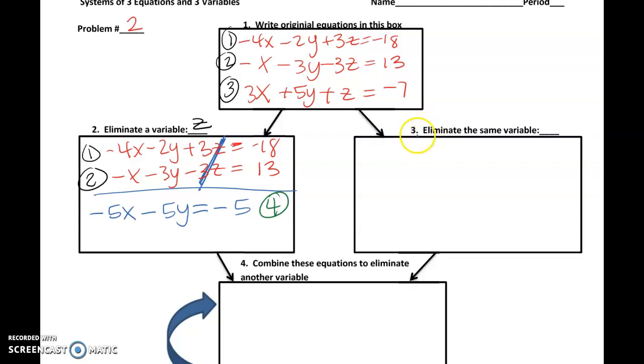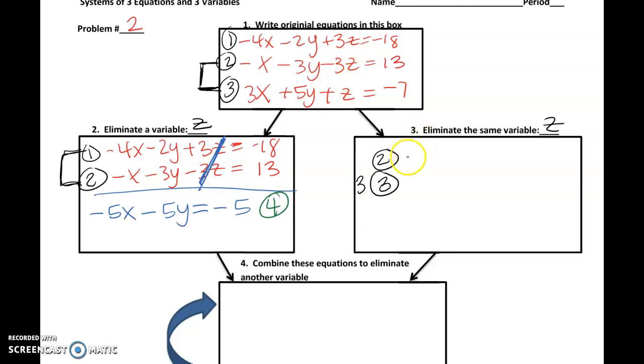I'm going to move on to step 3, and it says eliminate the same variable, which was variable z. So I can't use the same 2 equations. I already used equations 1 and 2. If I use 2 again, I cannot use 1 because that would be exactly what I have over here. So I'm going to use 2 and I'm going to use 3, and I'm going to eliminate z there. For equation 2, I don't have to multiply anything, but for equation 3, I need to multiply by a 3. I'm doing that because I want to get a positive 3z here so that my z's will cancel.